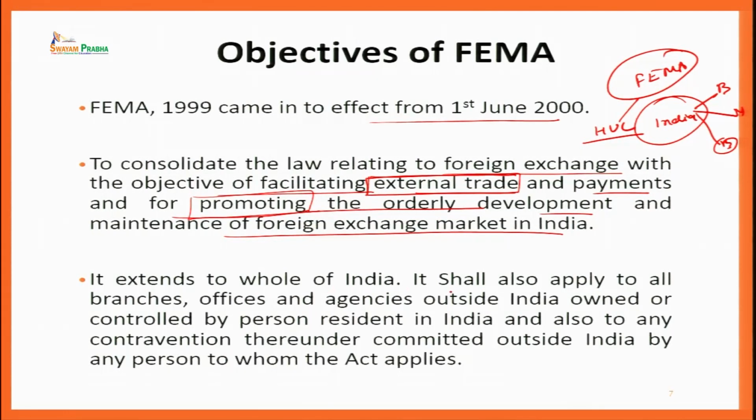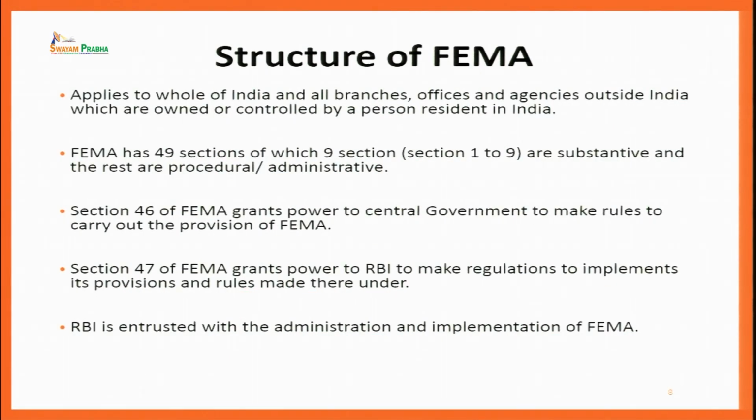It extends to the whole of India. It shall also apply to branches, offices and agencies outside India owned or controlled by a person resident in India, and also to any contravention committed outside India by any person to whom the act applies. We will discuss it in a little more detail in an upcoming slide. As you can see, FEMA applies to the whole of India. Even before the removal of Article 370 from Jammu and Kashmir, FEMA was applicable to the whole of India.